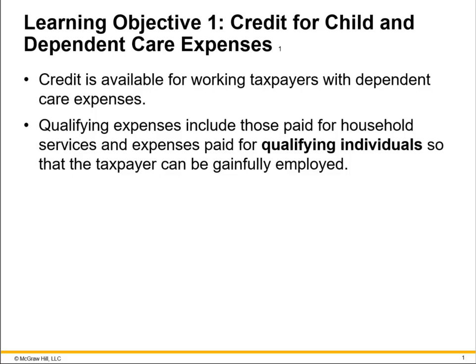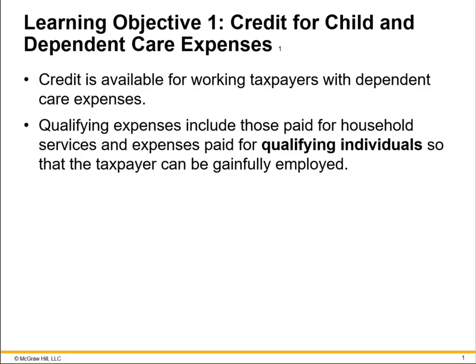But our first credit we're going to talk about is a non-refundable credit. So just quickly, an idea of the difference between refundable and non-refundable. A refundable credit can be received as a refund even if you don't have any tax liability. A non-refundable credit only helps you if you have a tax liability. So if you have zero tax liability, the credit that is non-refundable, you can't get that back.